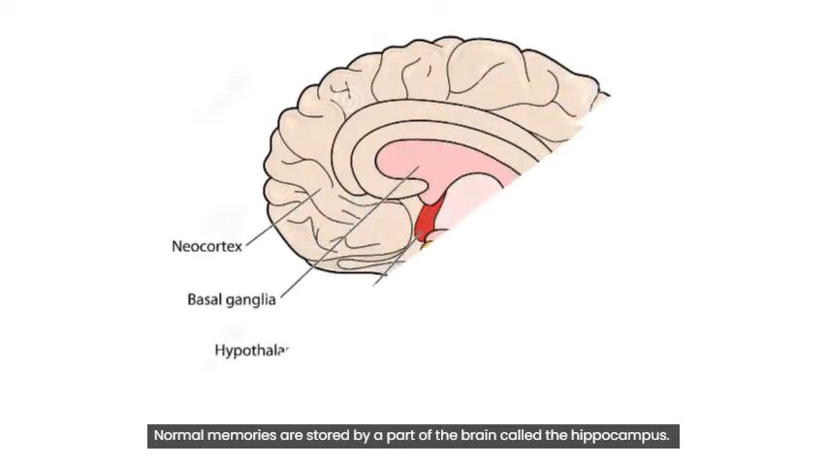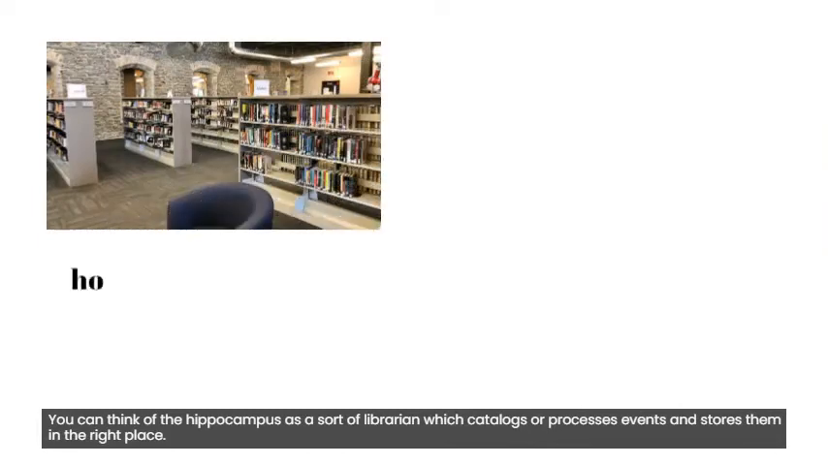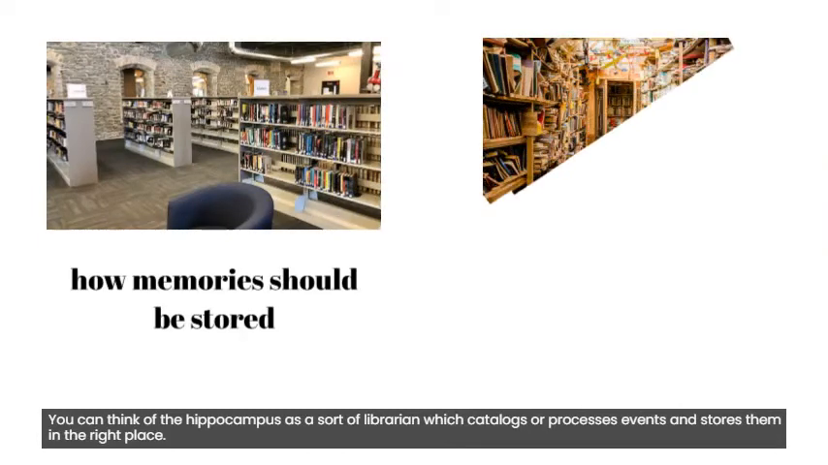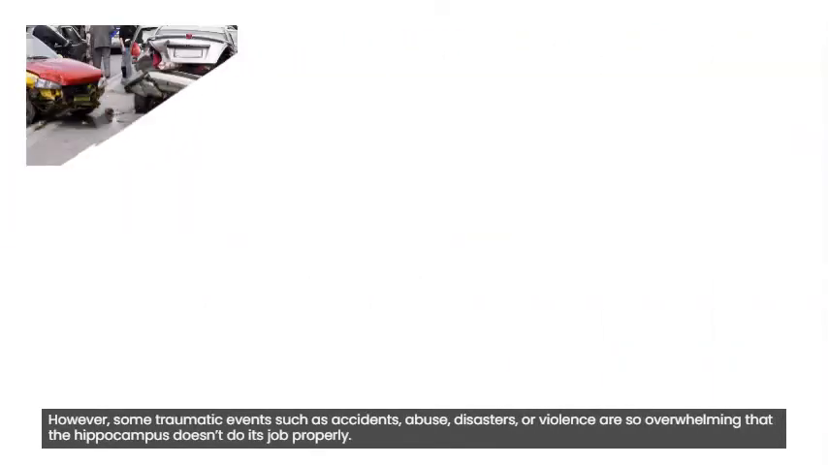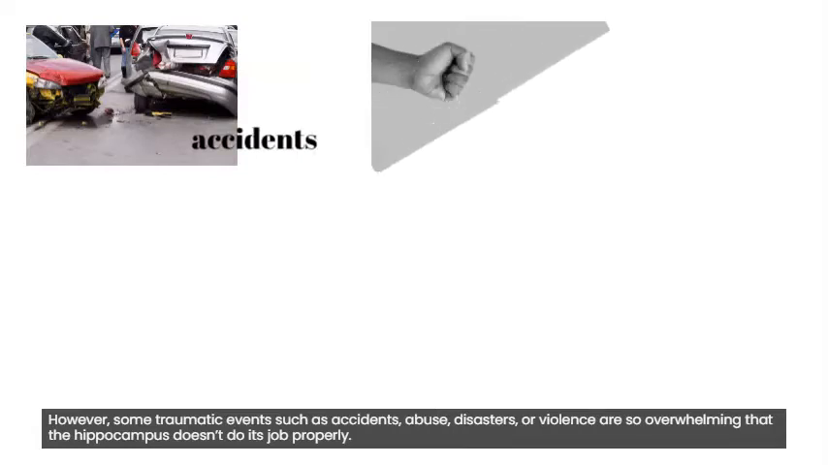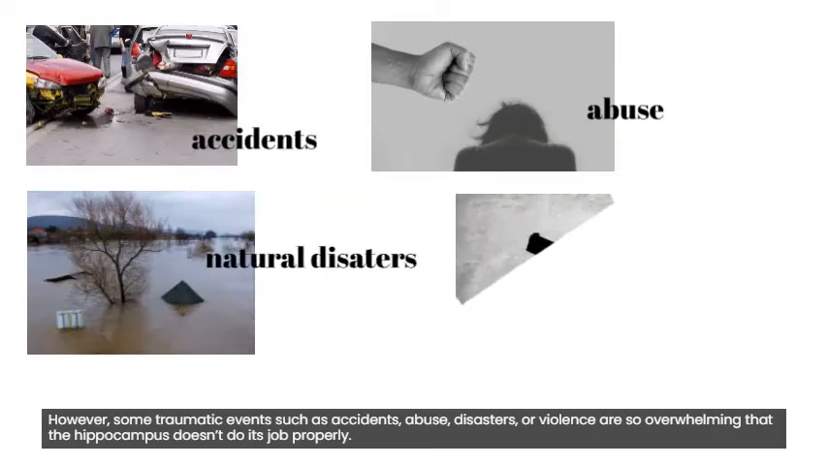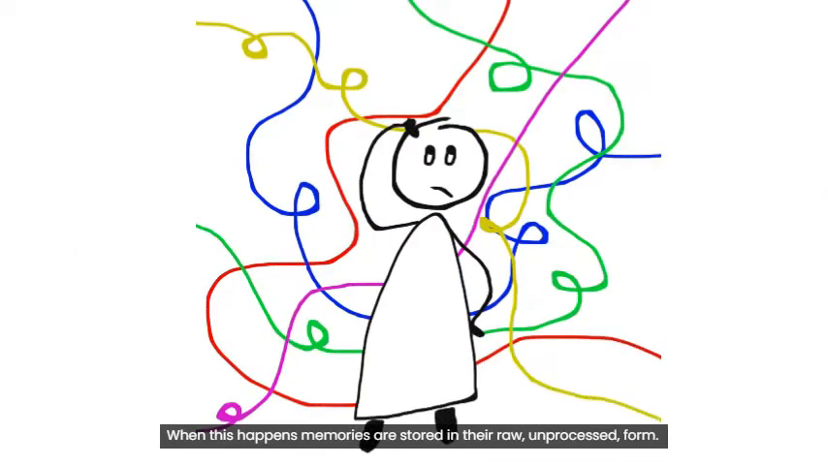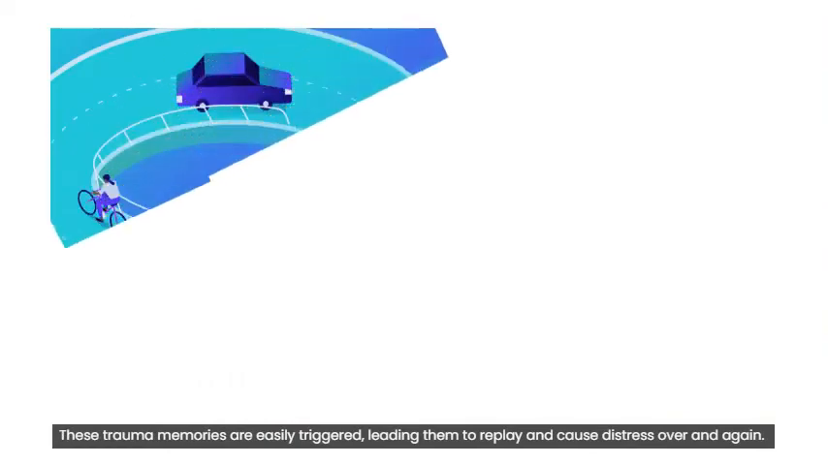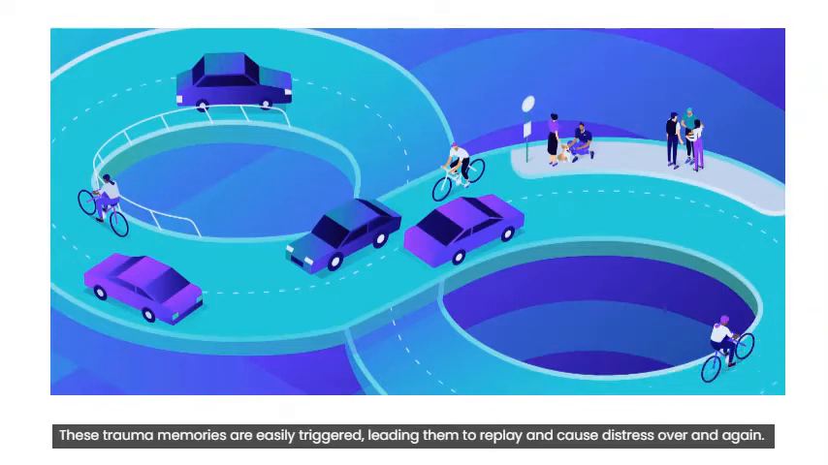Normal memories are stored by a part of the brain called the hippocampus. You can think of the hippocampus as a sort of librarian which catalogs or processes events and stores them in the right place. However, some traumatic events such as accidents, abuse, disasters, or violence are so overwhelming that the hippocampus doesn't do its job properly. When this happens, memories are stored in their raw, unprocessed form. These trauma memories are easily triggered, leading them to replay and cause distress over and again.